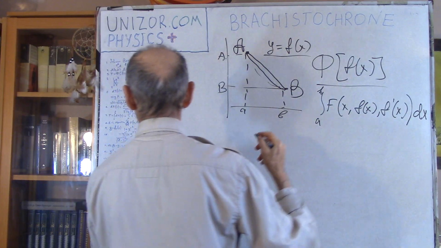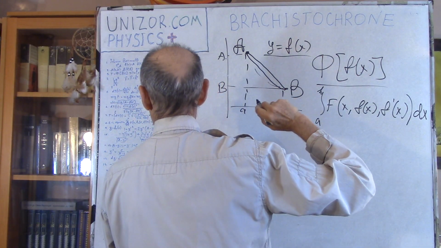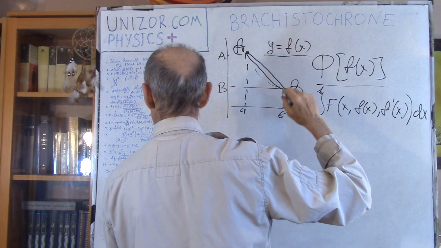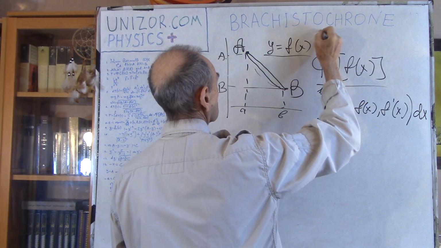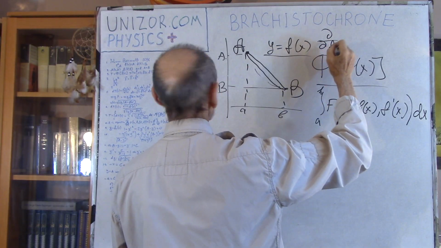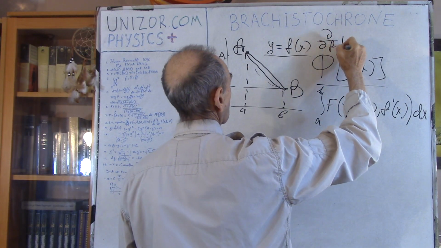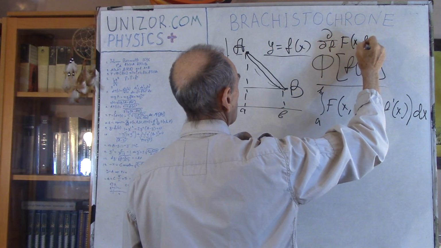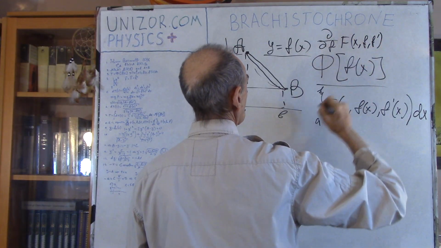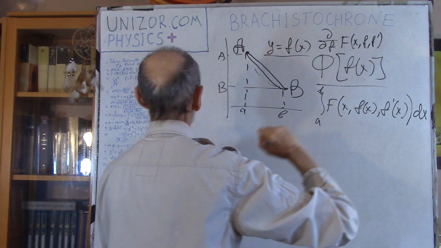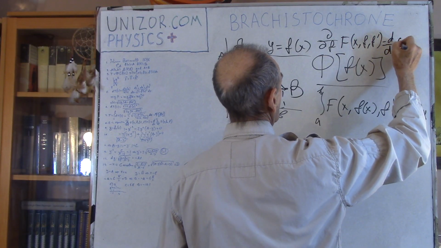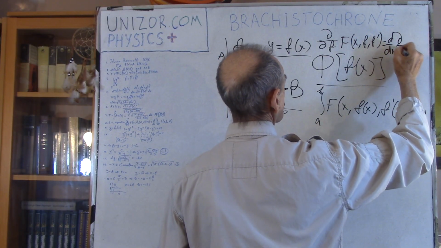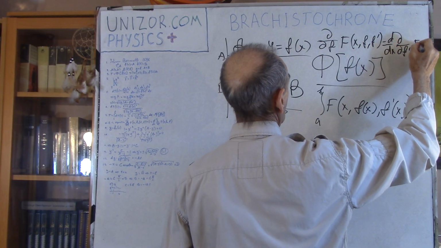which, do I have it here written? Yes. It's partial F over partial f of x, f prime, should be equal to d over dx of partial F over partial f prime of f.